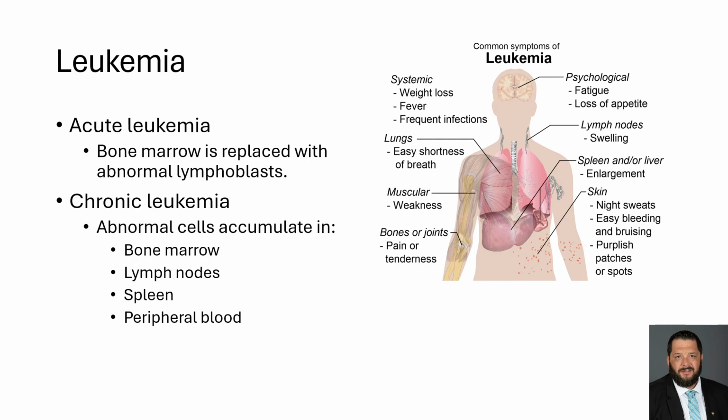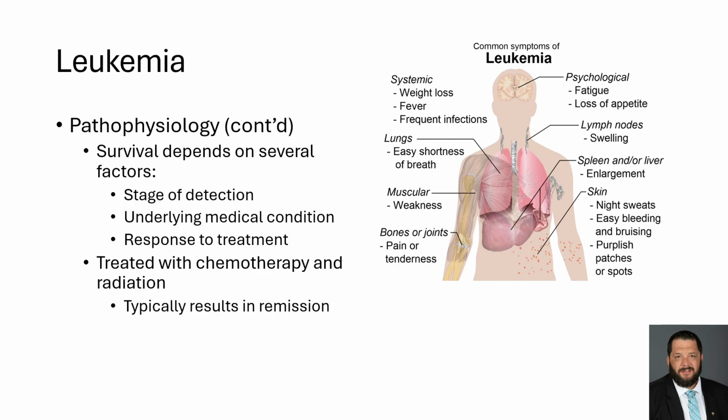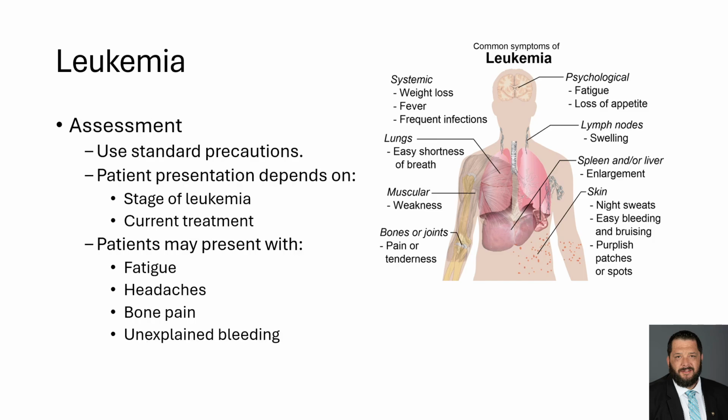You can see some of the presentation symptoms here for patients presenting with leukemia, things like lymph node swelling, loss of appetite, easy bleeding or bruising, pain or tenderness in the bone and joints, and shortness of breath are all common complaints. Survival for leukemia depends on several factors, including the stage of detection, any concomitant underlying medical factors, and how well the patient responds to treatment. Long-term treatment for leukemia is hallmarked by chemotherapy and radiation.